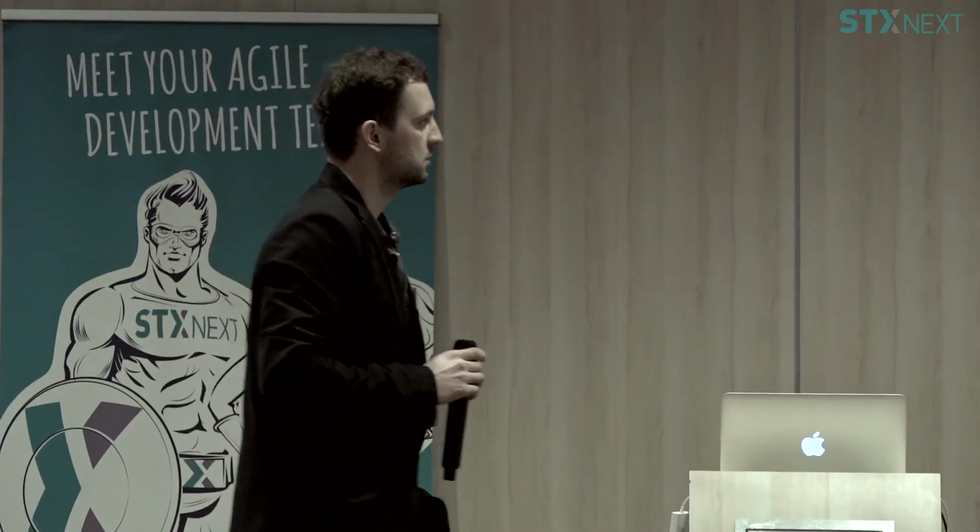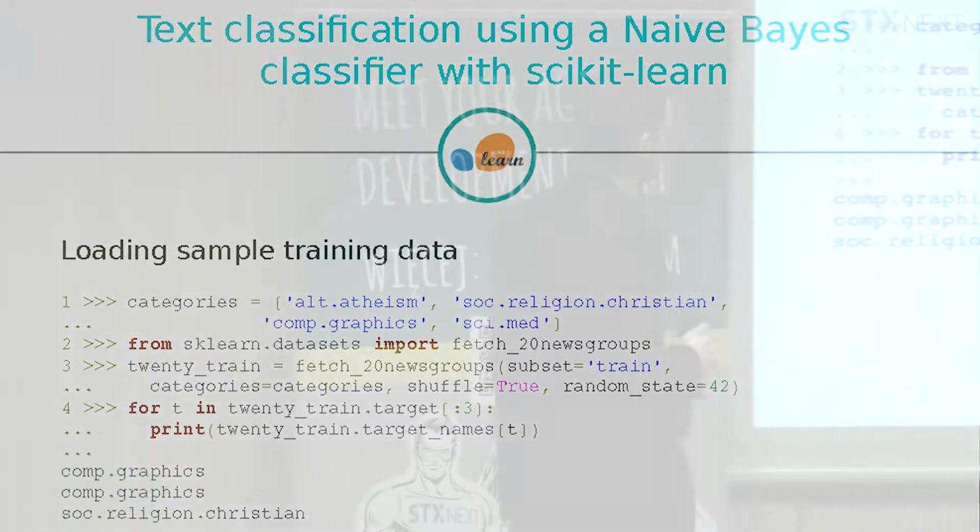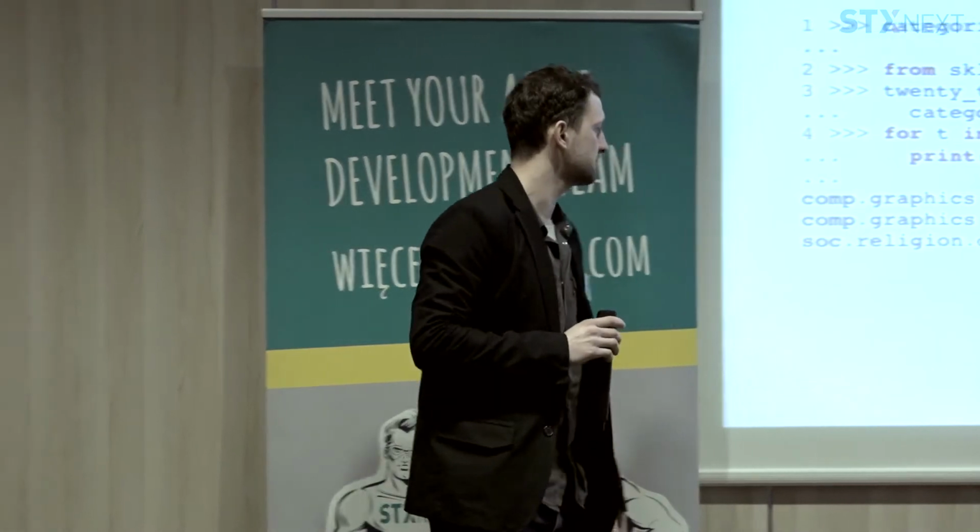So we choose the subset train. We choose our 4 categories to make things more simple, so we don't deal with all the 20 newsgroups. And we tell scikit-learn to shuffle things around, so it's not that easy and not that predictable, right? If we print out the categories of the first 3 data samples we got, we see that it really contains computer graphics and religion. And if we go further, we'll see the other categories, right?